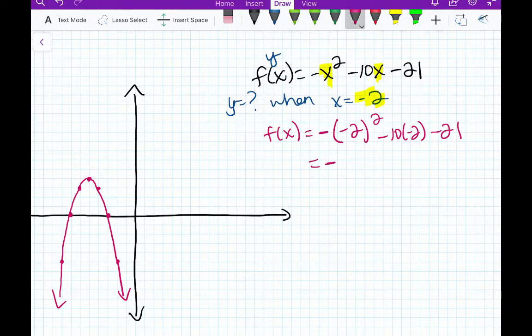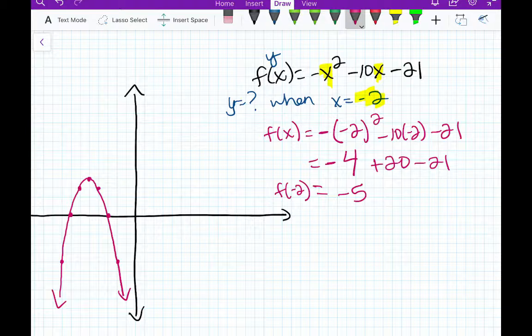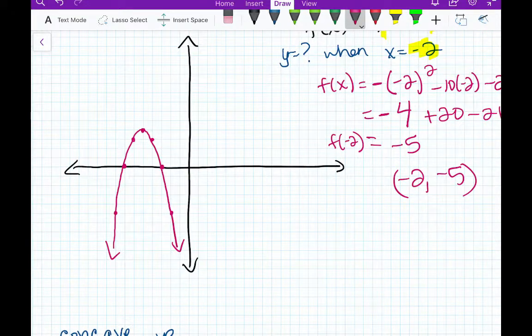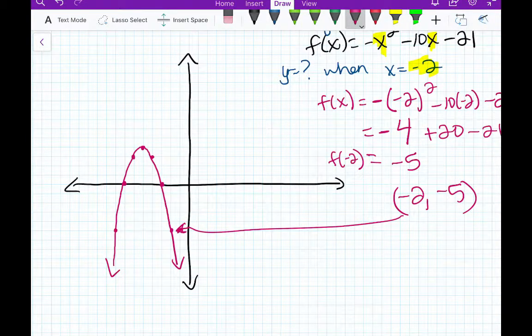Now I simplify. Negative 2 squared is 4, but there's a negative in front of it. Negative 10 times negative 2 is a positive 20 minus 21. Negative 4 plus 20 is 16. 16 minus 21 is negative 5. So f of negative 2, in other words, the y value when x equals negative 2, is negative 5. So this should be a point on my parabola, and in fact it is right here. Okay, so that's how you can graph the quadratic, by plugging in values for x to find y and then plotting the points and seeing the shape that they form.